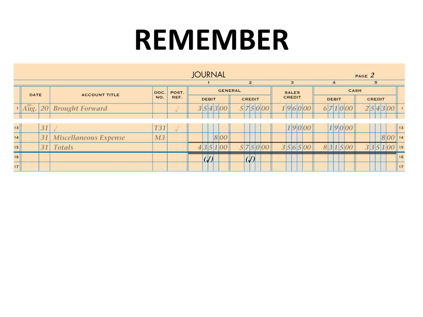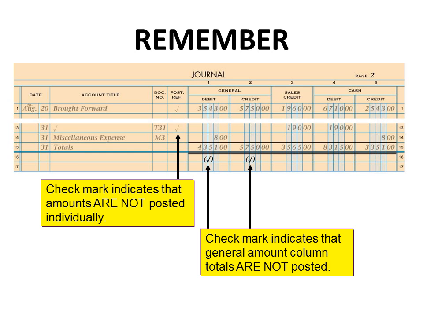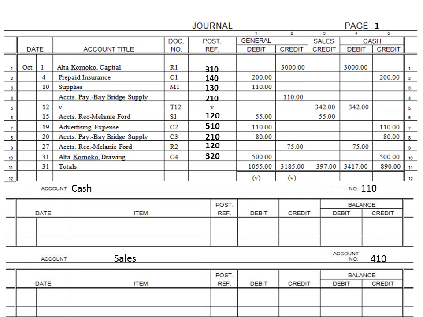When we have our journal page, we need to remember what the check marks represent. The check marks represent a couple things. First of all, the check marks in the post reference column indicate that the amounts are not posted individually. We will actually be posting them as totals this lesson. And on the bottom, they also represent that the general amount column totals are not posted. So those check marks are kind of indicators that you don't have to post those individually, and you don't have to post those as totals if you notice in the general column.